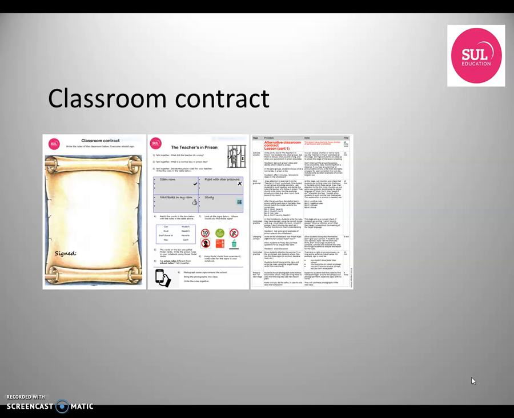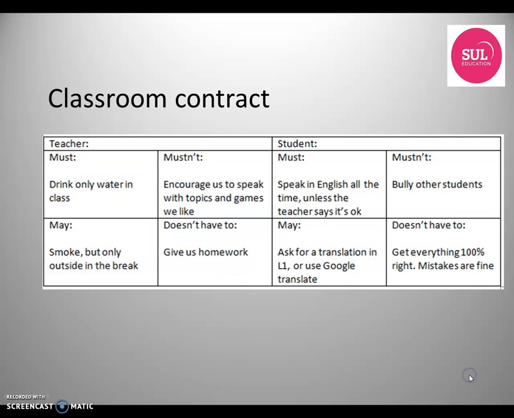The classroom contract can be stuck up on the wall then, and if any of the rules are broken, you can point it out. It's also a good opportunity to teach these modal verbs: must, mustn't, may, don't have to. And of course, students must speak in English unless the teacher says it's okay. Students may ask for a translation. The classroom contract I would encourage every teacher to do on every course.